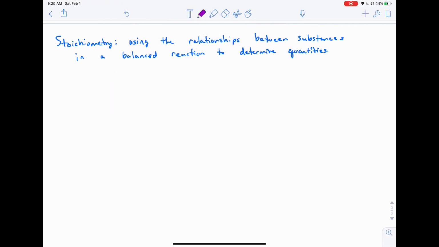When you have a reaction, I'm going to keep it simple right now: the combustion of hydrogen to form water. Okay. The relationships you're talking about are these coefficients, because what those coefficients mean is that 2 molecules of H2 react with 1 molecule of O2 to form 2 molecules of H2O. So this is 2 molecules react with 1 molecule to form 2 molecules.